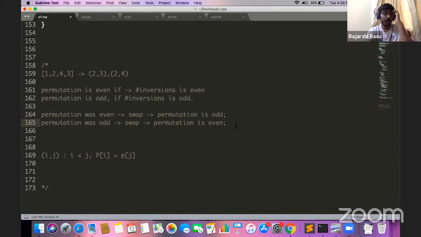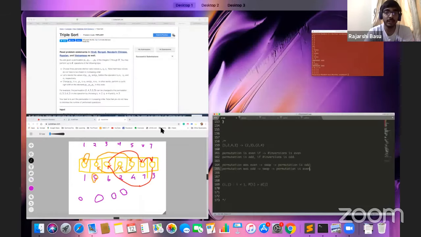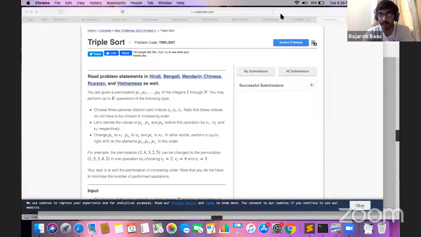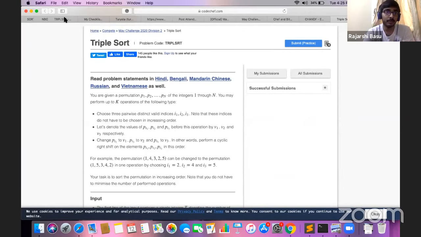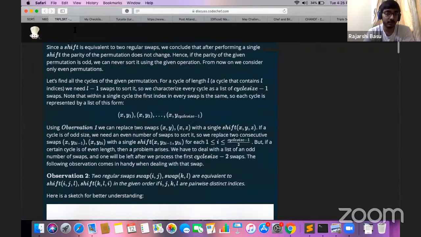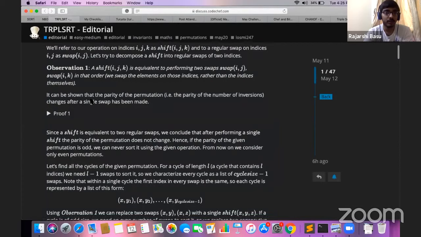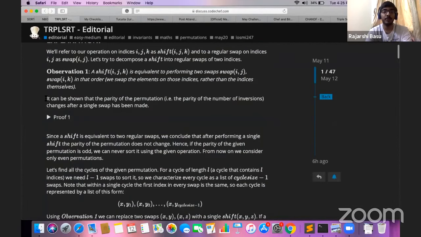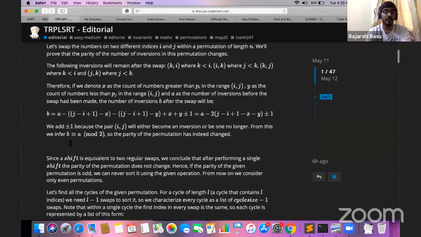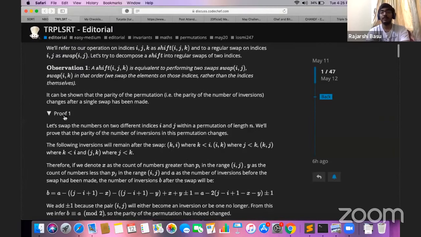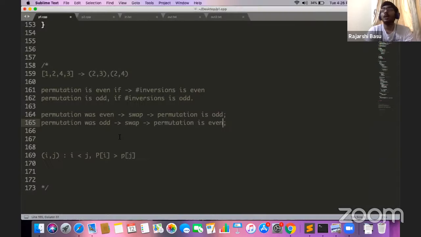Okay. This fact you can prove yourself. The proof is, I think, also given in the editorial. Let me just check once. Yeah, so the proof is given here. It can be shown that the parity of the permutation changes. I will not go over the proof here. You can see it in the editorial itself. Yeah, so these are kind of the basics that we will need to know to handle this problem.